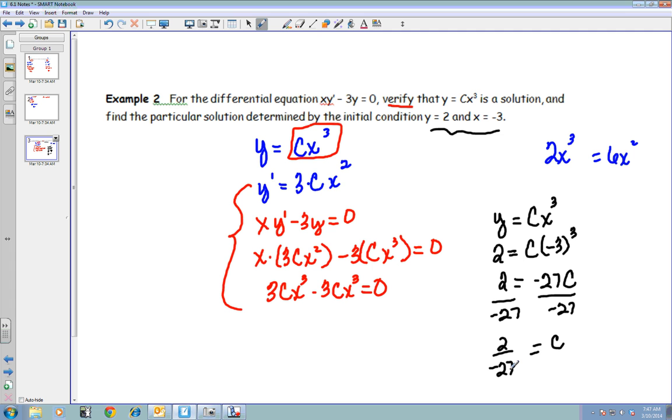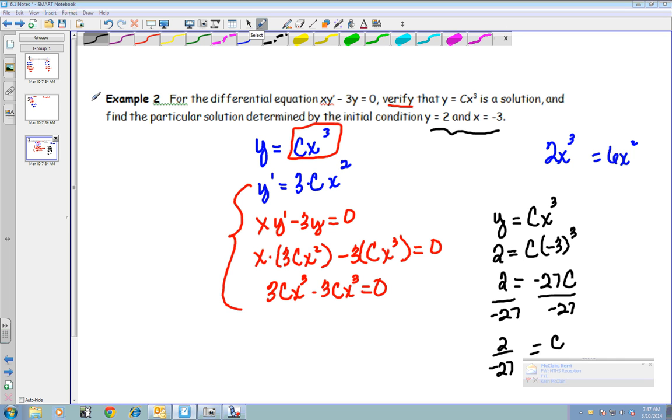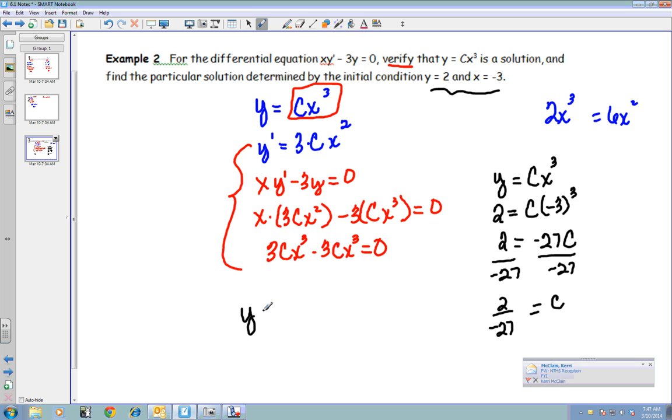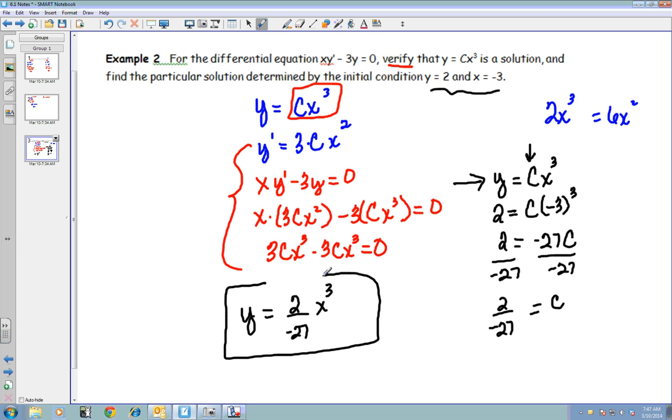But that's not my final answer. It says find the particular solution. Remember what I just said? Our answer should always be y equals something. So y equals, okay, here's my y equals, but instead of c, I'm going to write what c is equal to. 2 over negative 27 x to the third. So this is the particular solution given that initial condition. And this is my final answer. Okay, that is it.